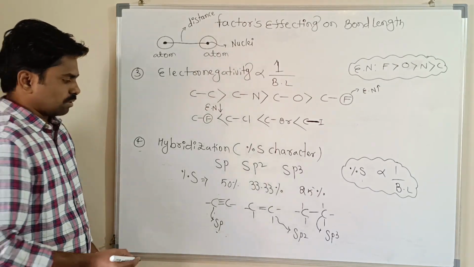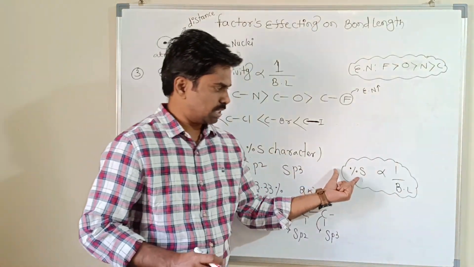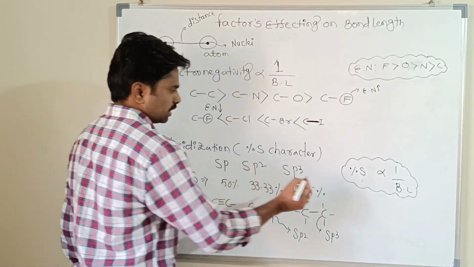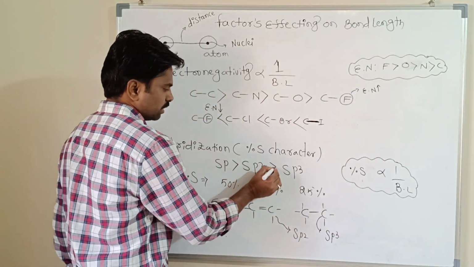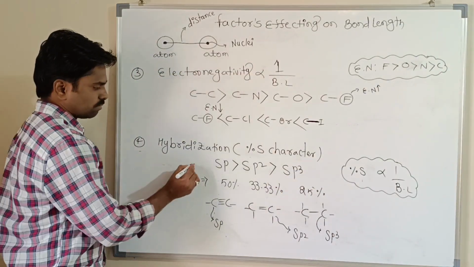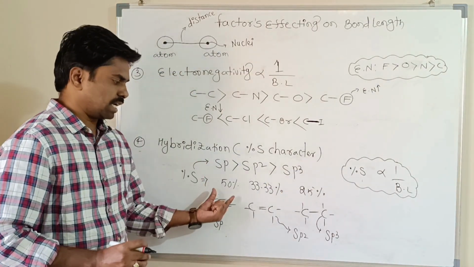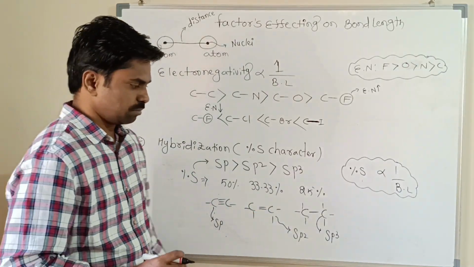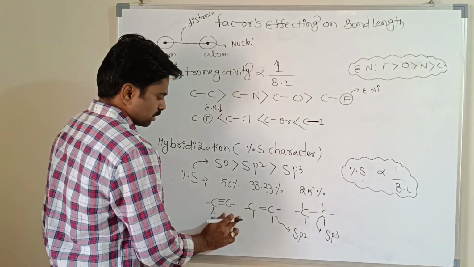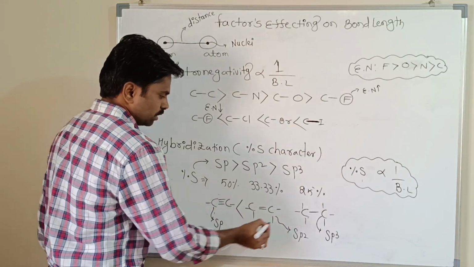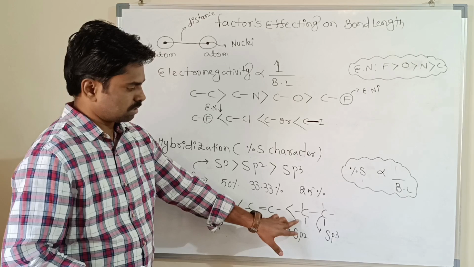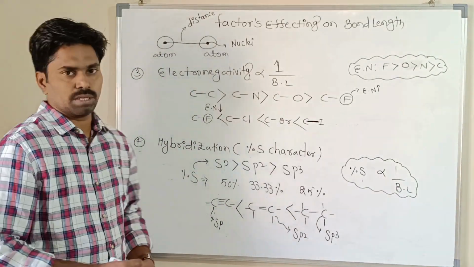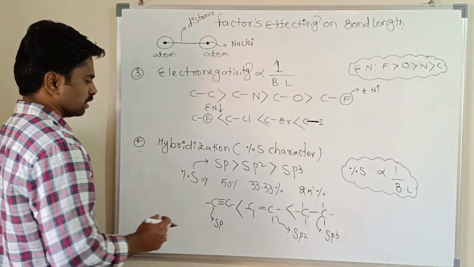Okay. So we already know the percentage of S character and bond length are inversely proportional. So finally we know the percentage of S character is highest in sp, then sp2, then sp3. The one with the highest percentage of S character has a much shorter bond length than sp3. Now the bond length is largest for the sp3 hybridization present in the carbon-carbon single bond, and sp hybridization is present in the carbon-carbon triple bond. Understood? So I will give another example.